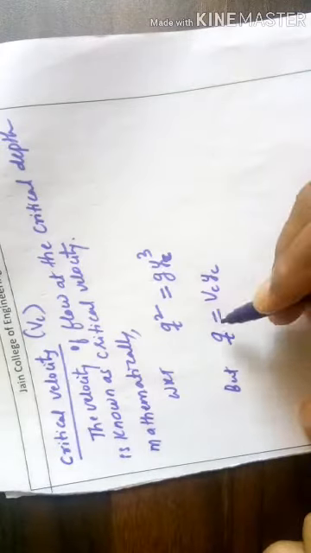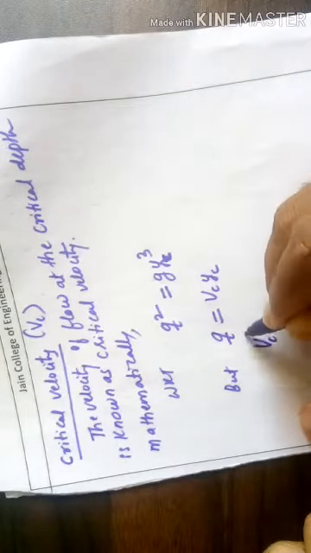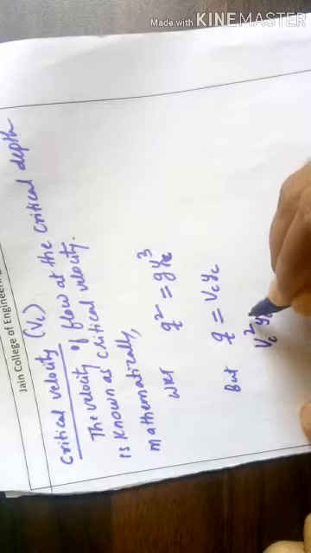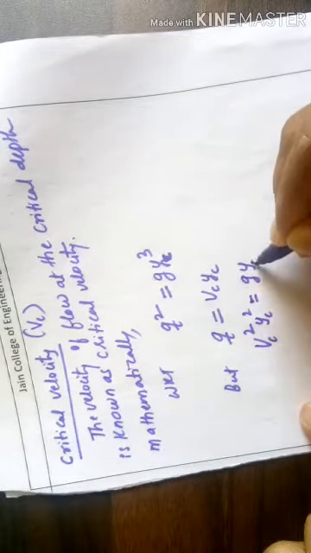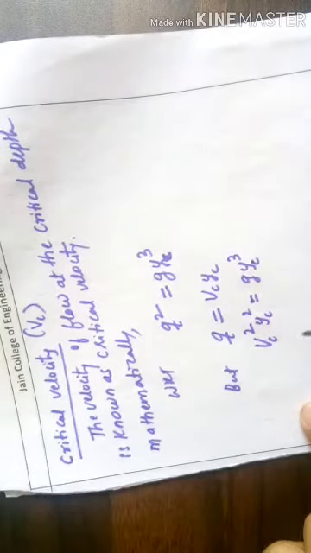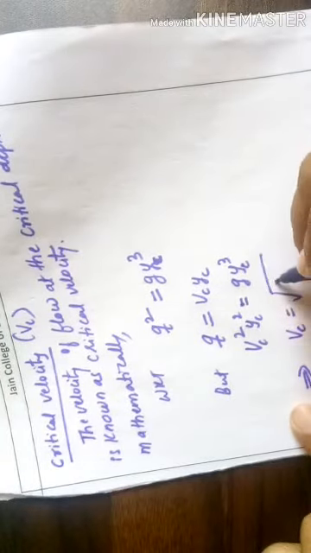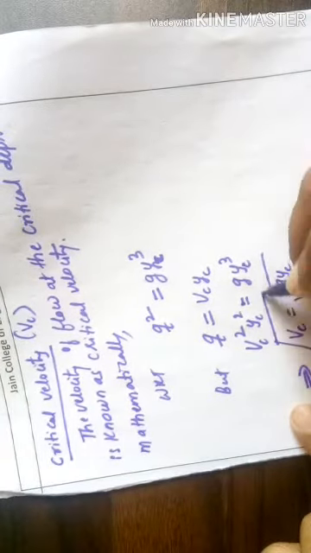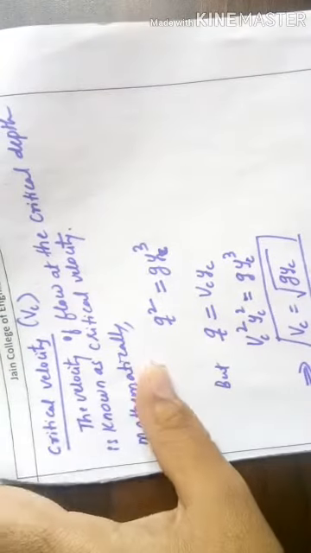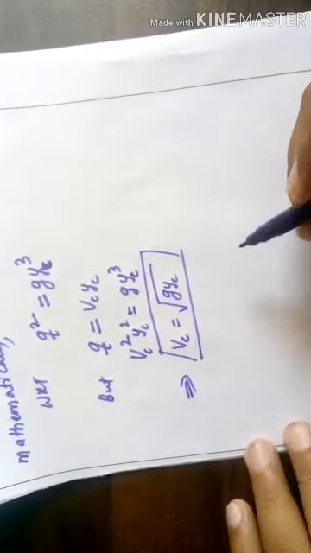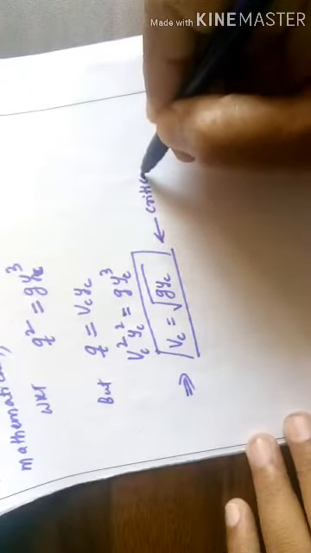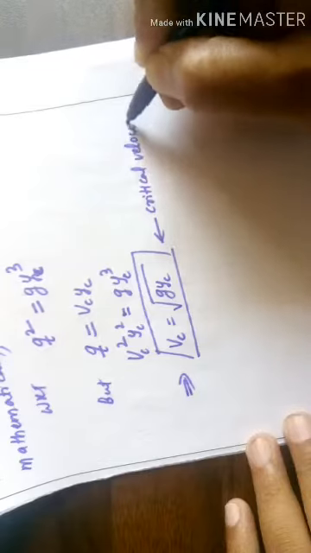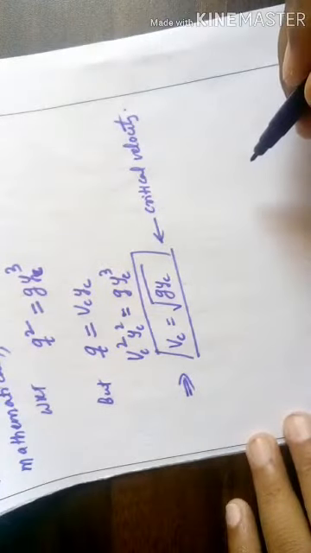Substitute the value of q here, we get Vc square yc square is equal to g yc cube. Then from this we get Vc equal to root of g yc. This is the equation for critical velocity. This is critical velocity.